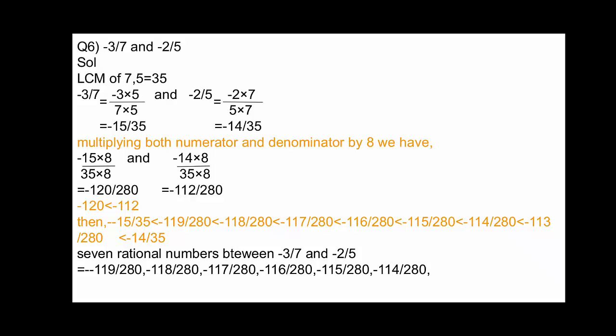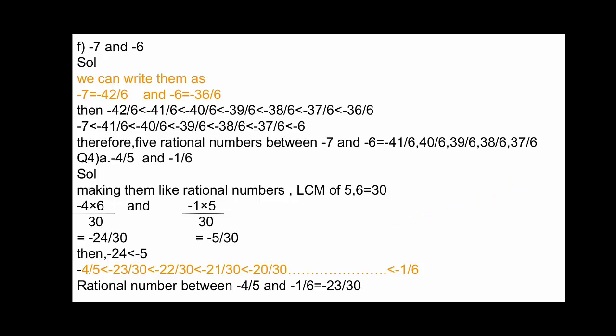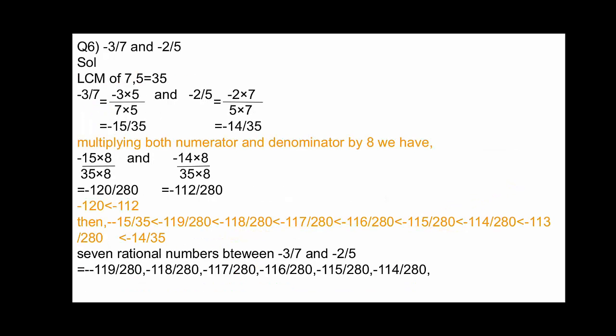Number 6 of the same exercise, you have to insert 7 rational numbers between minus 3 by 7 and minus 2 divided by 5. So we will be doing this like the previous question. First you have to take the LCM of the denominators 7 and 5, which is 35. So for the first fraction you have to multiply with 5 because 7 5 is 35, and for the second fraction you have to multiply with 7 because 5 7 is 35.